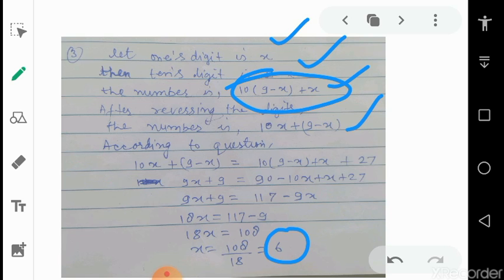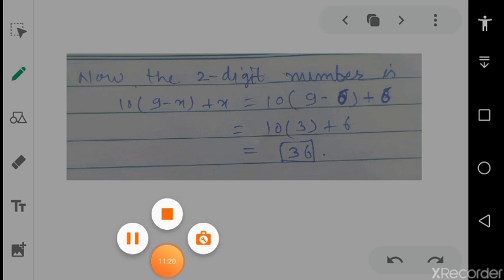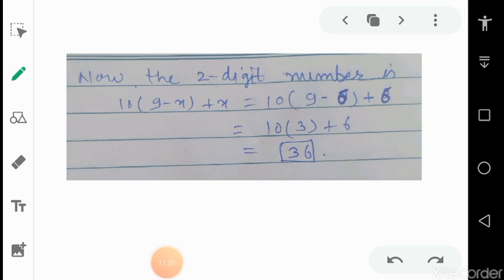10 into (9 minus x) plus x. So the value of x, we will substitute: 10 into (9 minus 6) plus 6, that is 10 threes are 30 plus 6, it is 36. Okay, so 36 is the answer.